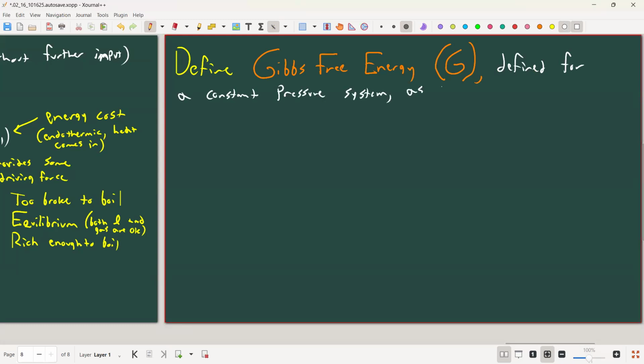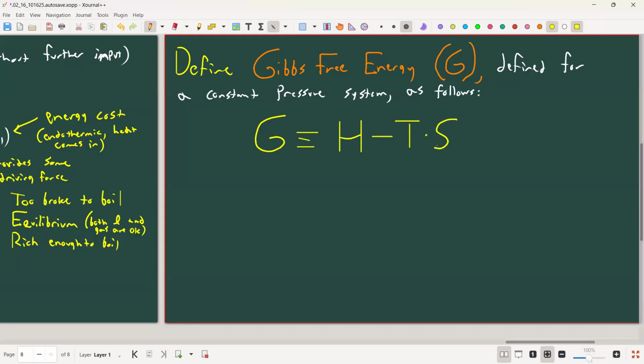As follows. Right? That G is equal to, or defined to be, the enthalpy minus the temperature of the system times the entropy.